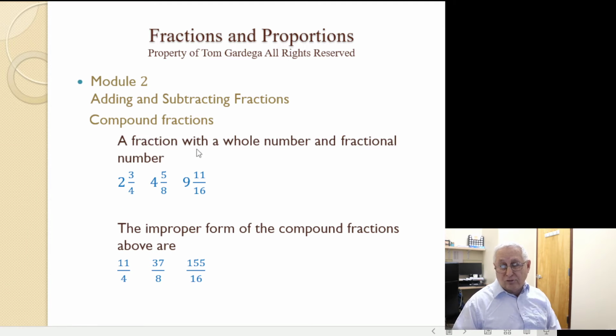Compound fractions: a fraction with a whole number and a fractional component. 2 3/4, 4 5/8, 9 11/16. The improper forms of the compound fractions above are: for 2 3/4, it is 11/4. For 4 5/8, it is 37/8. And for 9 11/16, it is 155/16.